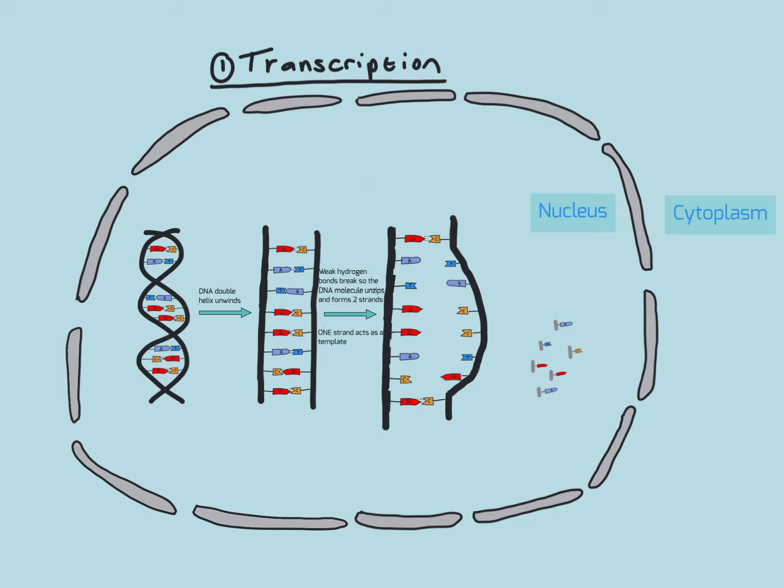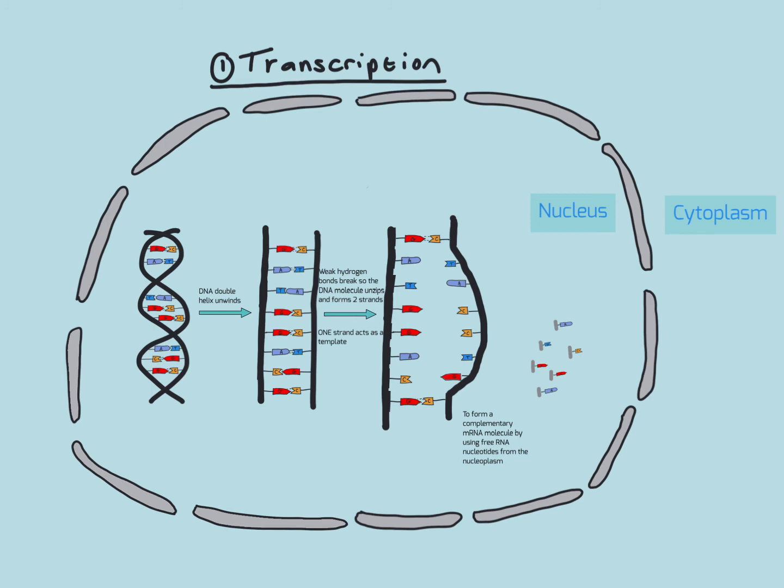The other thing that is different is the molecule that is being formed. We spoke about complementary base pairing when it came to DNA replication to form two identical DNA molecules. But here we're forming an mRNA molecule. In DNA replication, we used free DNA nucleotides from the nucleoplasm. In transcription, we use free mRNA nucleotides from the nucleoplasm to make a complementary mRNA molecule.